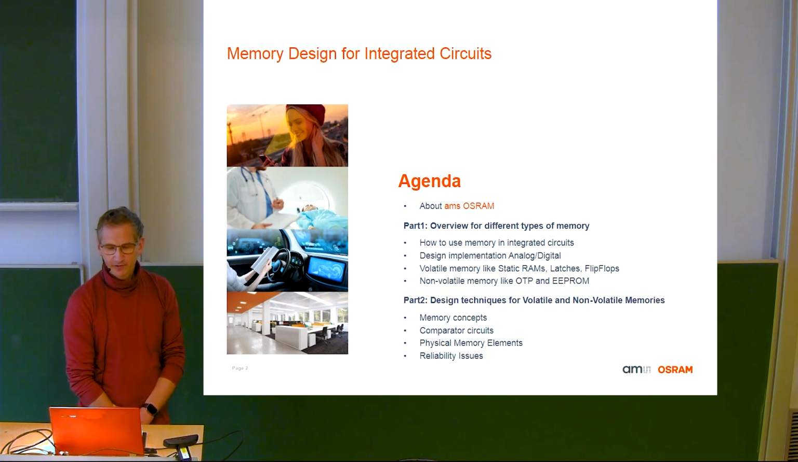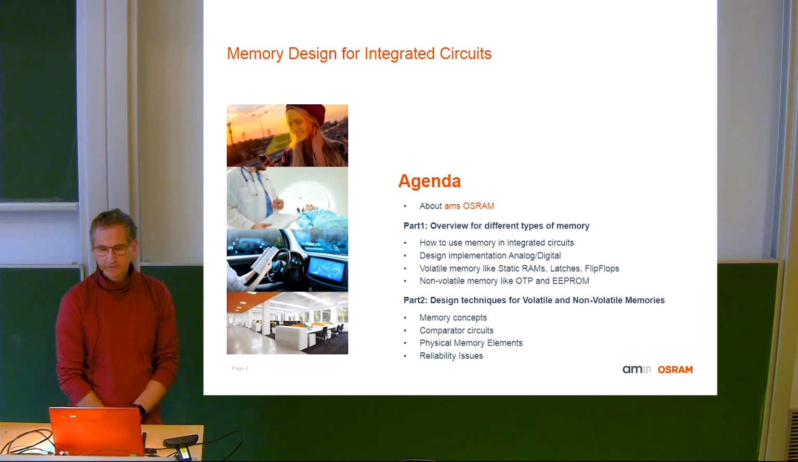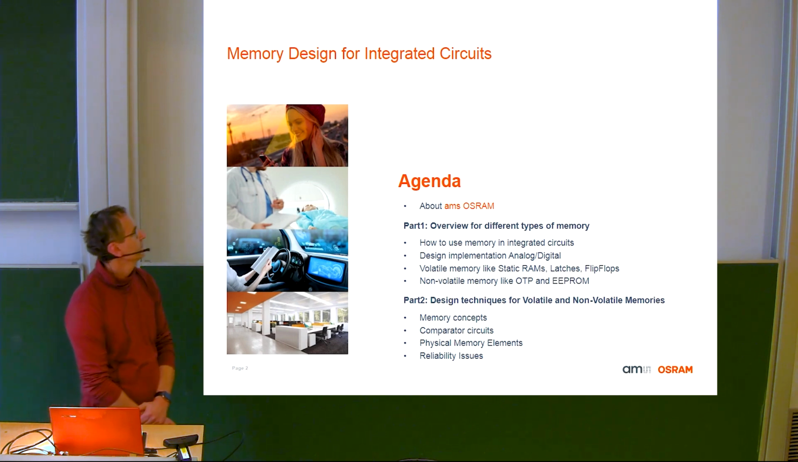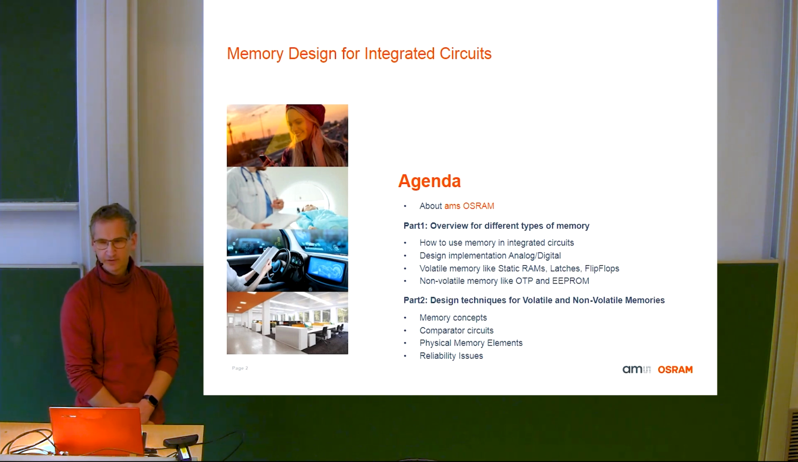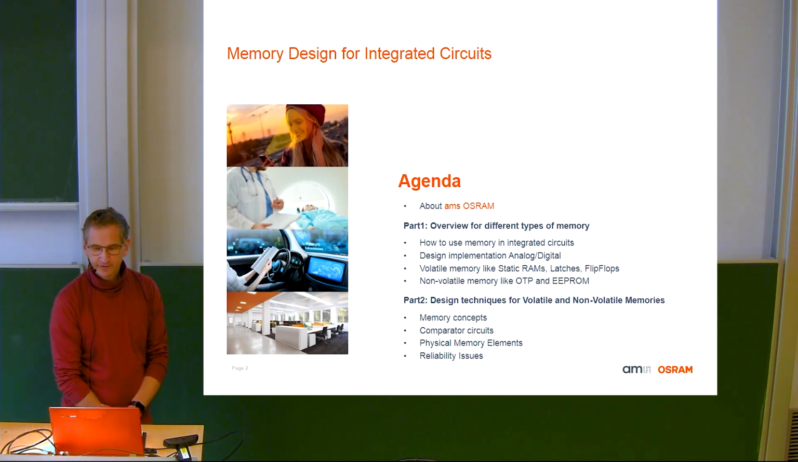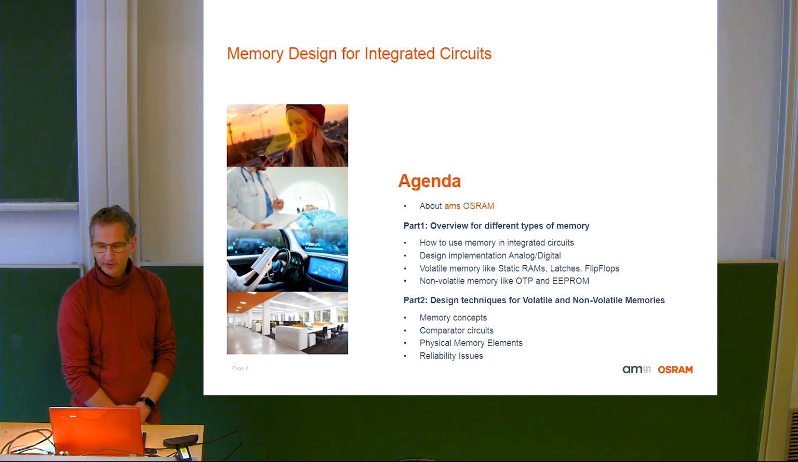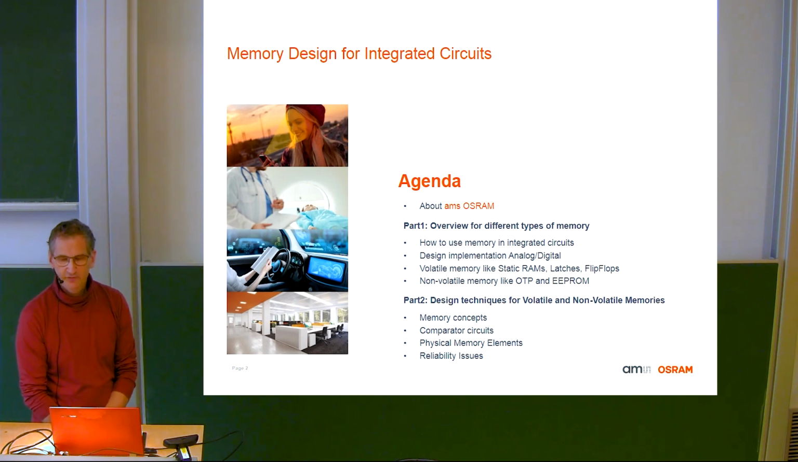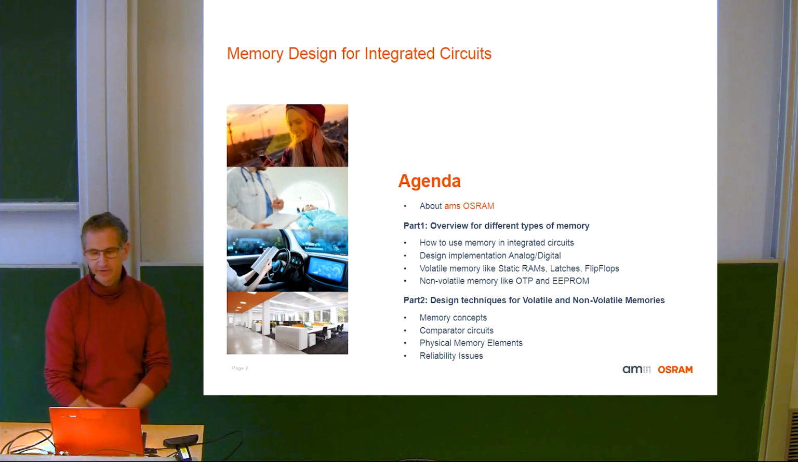So about memory designs of integrated circuits. I will give a quick overview of different types of memory, so some theoretical background, how to use memories in integrated circuits, design implementation, analog and digital. So it's a block which can be seen on the one side as digital, but on the other side the development is mainly analog. I will show you later the differences. Volatile memories like static RAMs, latches, flip-flops, but also non-volatile memories like OTP and EEPROM. I will come to this definition later.